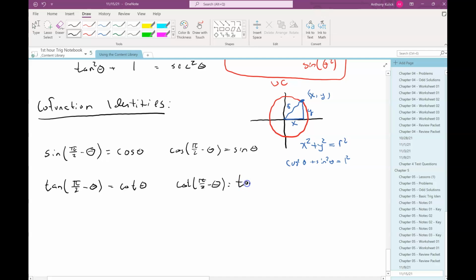The same complementary relationship exists between tangents and cotangents, and also between secants and cosecants. So are we just expected to memorize this? Yeah, we'll talk about what the expectation on that is in a second. That's a fair question.